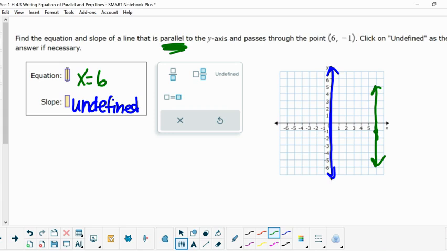Sometimes you're going to be doing a horizontal line. I should have looked at them closer. But sometimes you are going to do a horizontal line, and those are going to be y equals. So keep that in mind. And what's the slope of a horizontal line? 0. So watch that. That just happened to be a coincidence that each of these were undefined. You have to look at it carefully and decide.